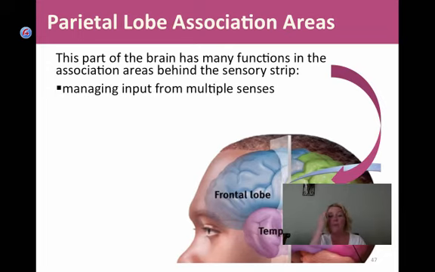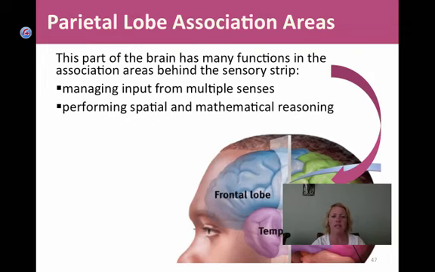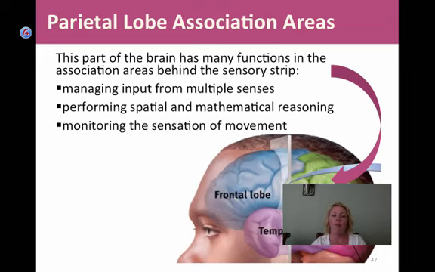We manage input from multiple senses. The parietal lobe does a lot of helping out the thalamus to figure out where all of these senses should go and making sense of all of these senses. We perform a lot of spatial and mathematical reasoning in this parietal lobe. We monitor the sensation of movement here. So the parietal lobe does have more than just sensory information: spatial and mathematical reasoning, sensation of movement, all of those things go along in our parietal lobe.